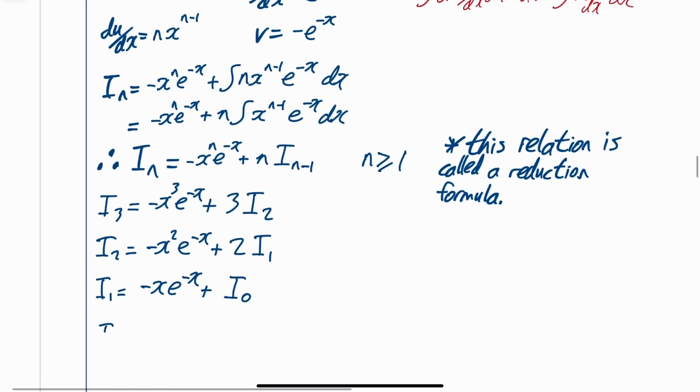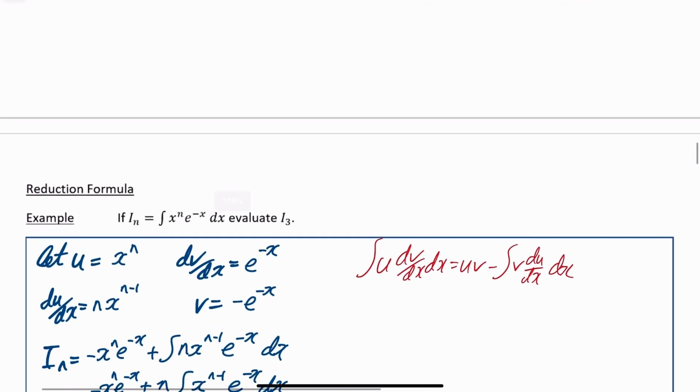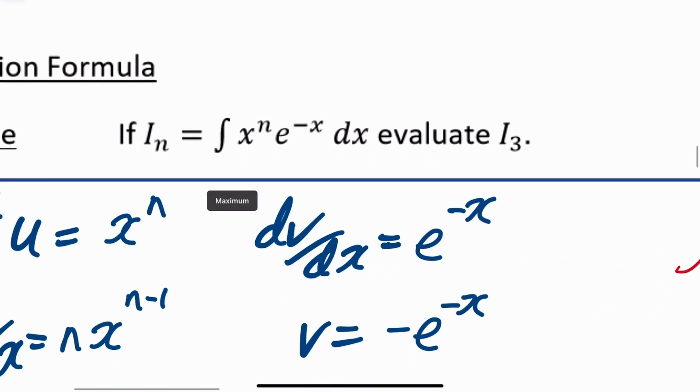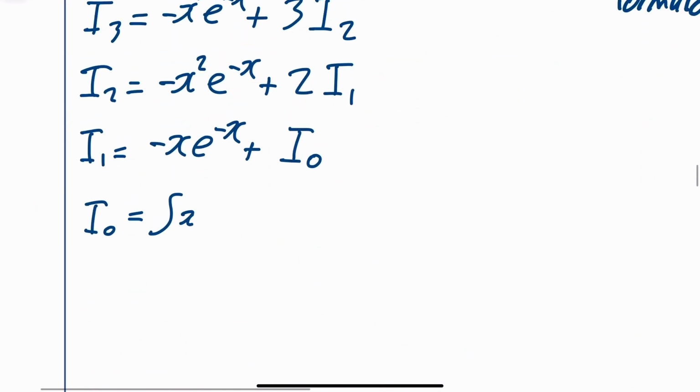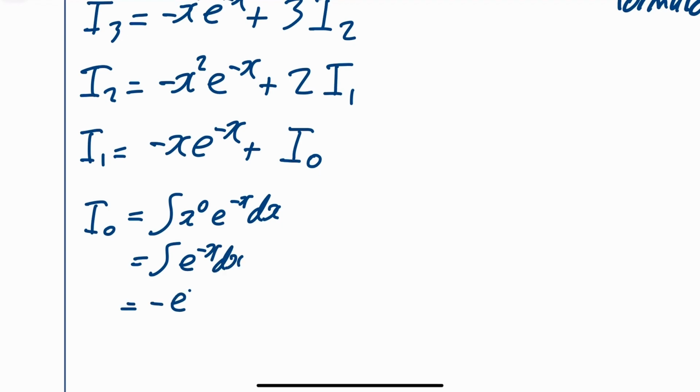And I0, I would then work that out. So using the original thing here, I0 would be the integral of x to the power 0 e to the minus x. So let's just put that in. That's x to the power 0 e to the minus x, and anything to the power 0 is just 1. So it's e to the minus x integrated, which just works out as minus e to the minus x, and then plus your c. We'll worry about the c at the very end here.